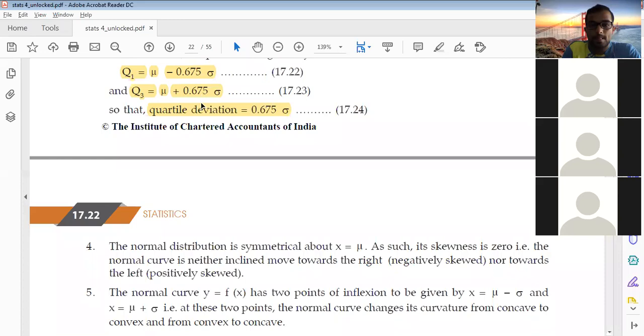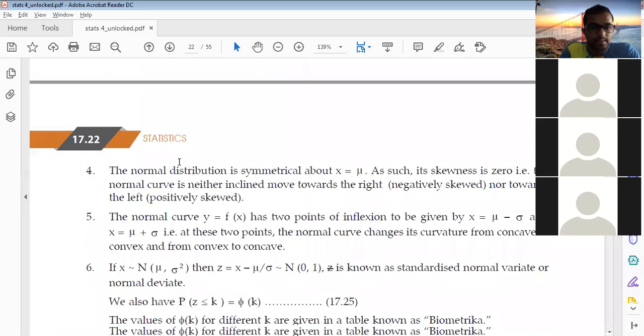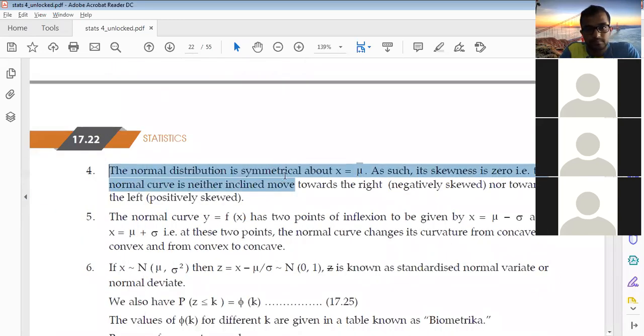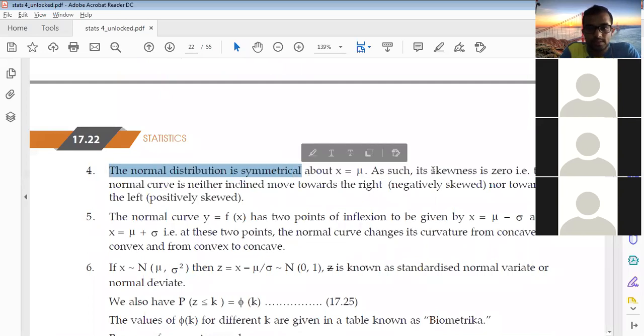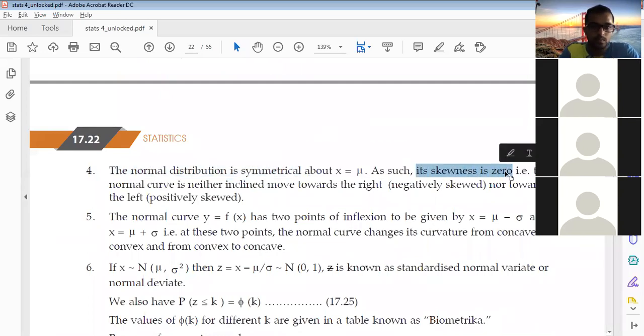Now, normal distribution is symmetrical. So its skewness is zero. That means it is not inclined towards the right, and it is not inclined towards the left. It is in the middle. It's not inclined towards one side nor the other. So if there are 60 people in a class, it will be in the middle, 30 and 30. I support these 30 also, I support these 30 also. So I am in the middle, neither positively nor negatively skewed.